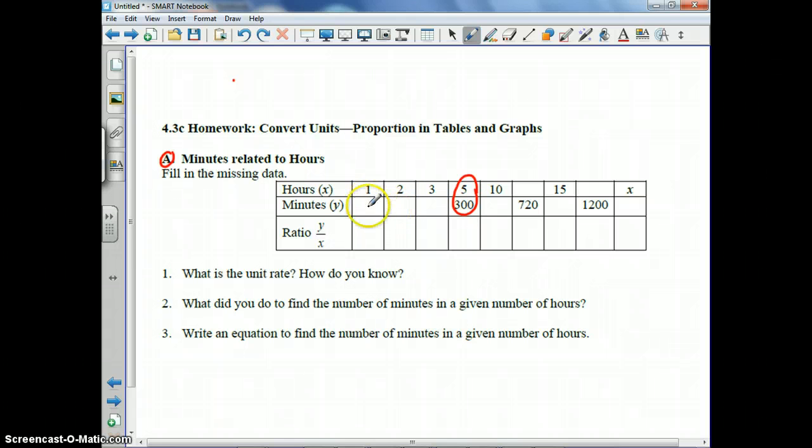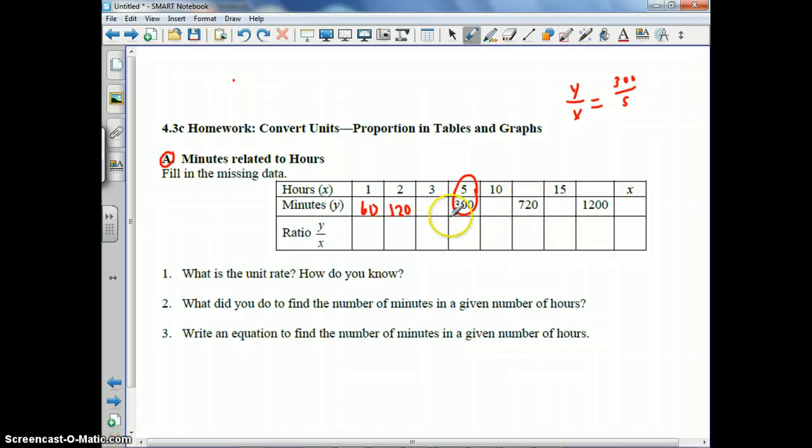So can anyone tell me what to do to find for one, the unit rate? How do you find the unit rate? I see some hands. Good. Toby? Divide 300 by 5 and get 60. Yeah, just your y divided by your x in this case. Your unit rate's 300 divided by 5, which is 60. So 1 hour would be 60 minutes. So 2 hours would be how much? 120. Right.